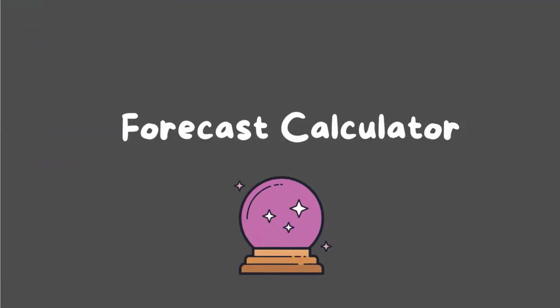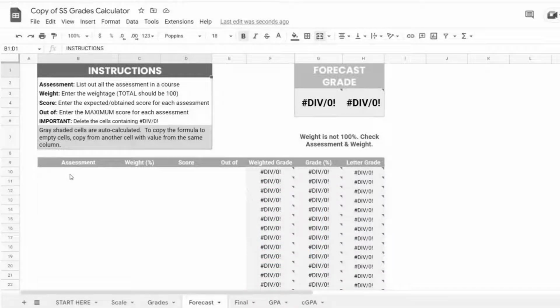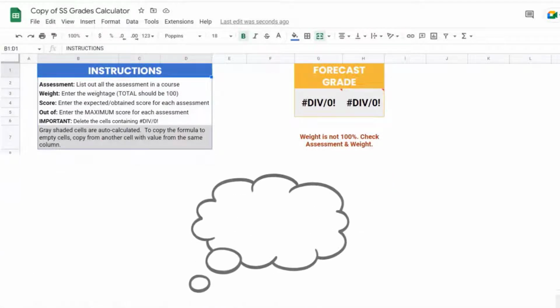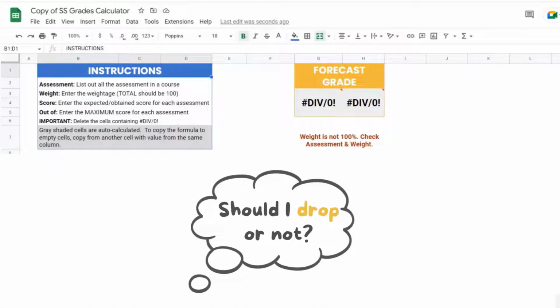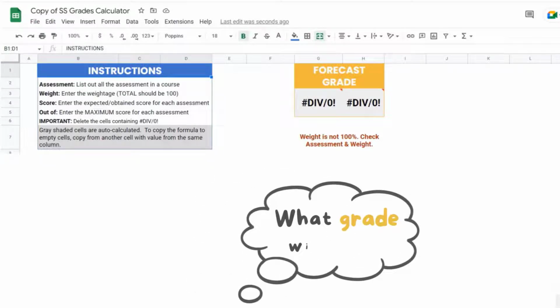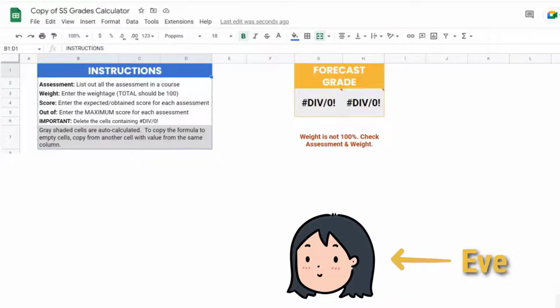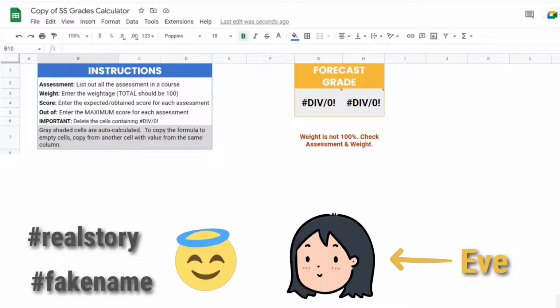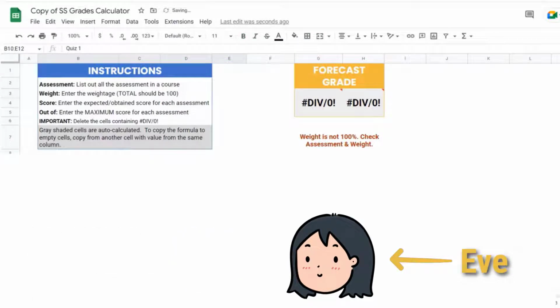I call it the crystal ball spreadsheet. I created this because my students often wonder if they should drop a class or not. And more importantly, if they continue with the course, what grade are they likely to get? Let me tell you a story about my student. We'll call her Eve. When Eve started the semester, she bombed the first 2 quizzes and midterm.